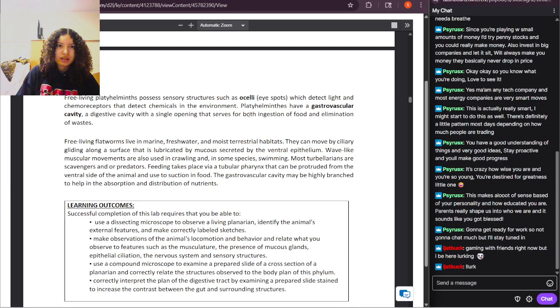Platyhelminths have eye spots, which detect light, and chemoreceptors that detect chemicals in the environment. They have a gastrovascular cavity, a digestive cavity, with a single opening that serves for both ingestion of food and elimination of waste. Flatworms move by ciliary gliding.